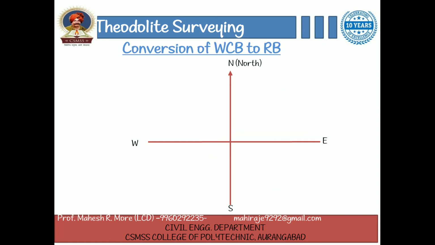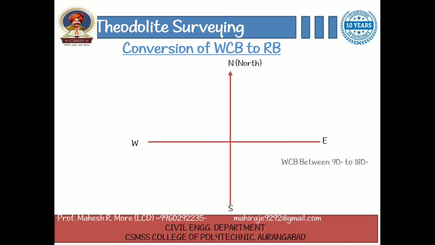Let's see the conversion of whole circle bearing to reduced bearing. First of all, we have to see the first quadrant, that is the northeast quadrant. This quadrant is between 0 to 90 degree. That means the whole circle bearing is between 0 to 90 degree. The whole circle bearing and reduced bearing in this quadrant are equal.